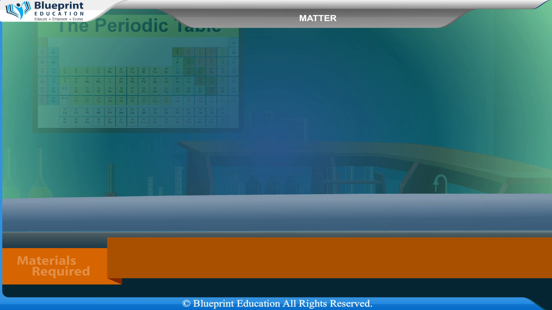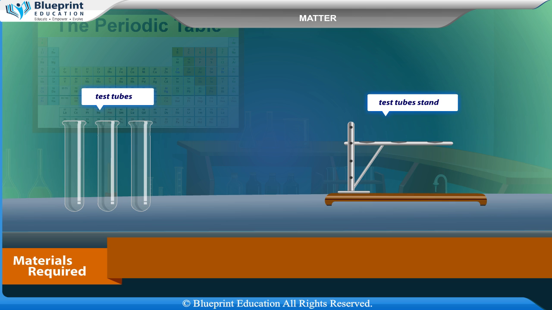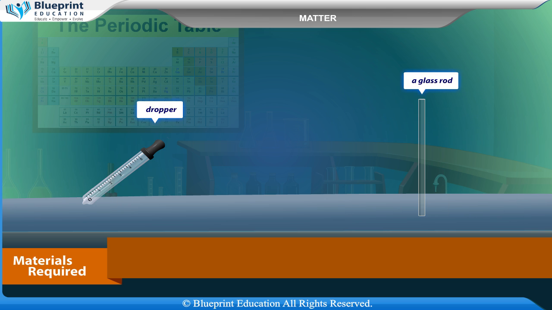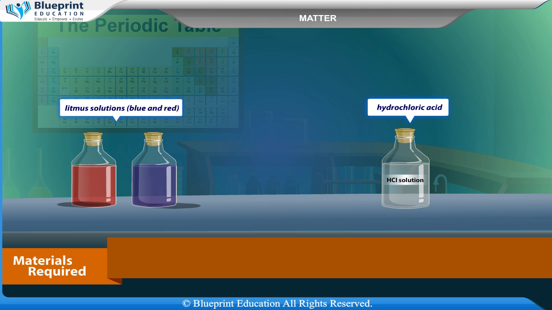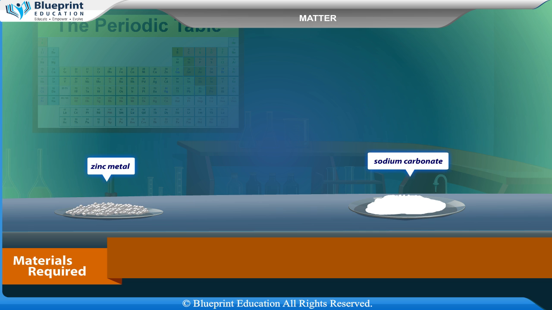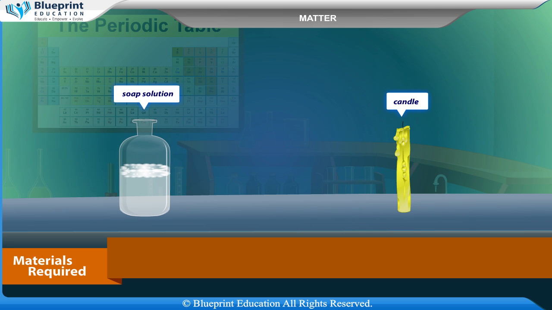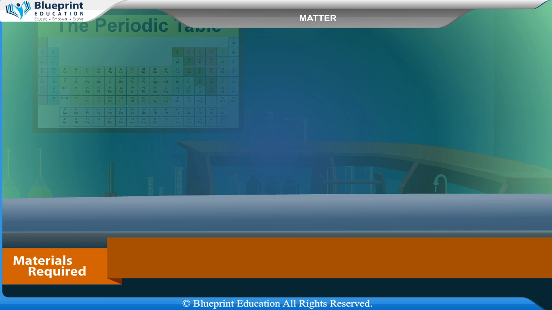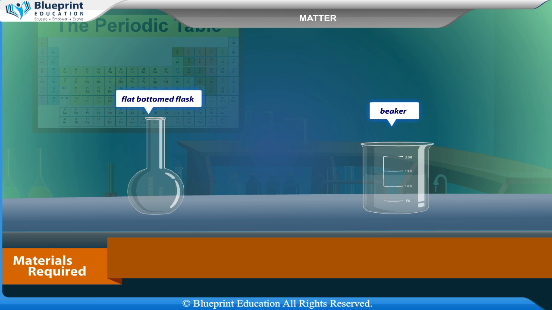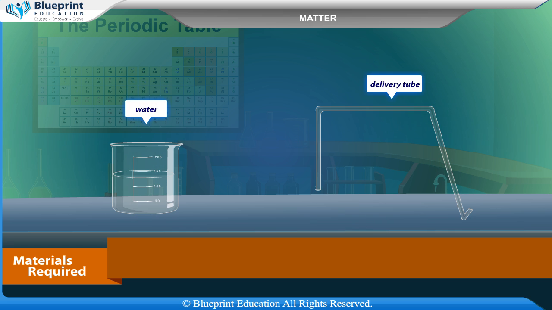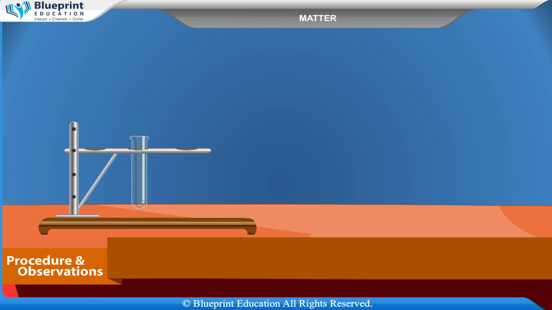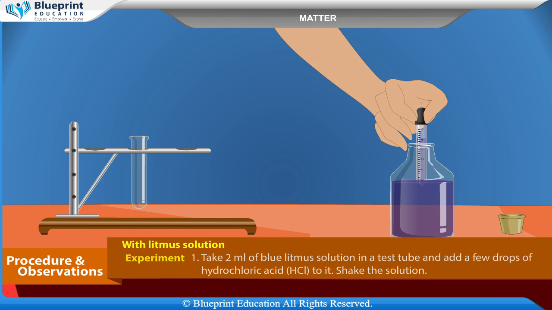The materials required are test tube stands, a dropper or a glass rod, litmus solutions blue and red, hydrochloric acid, zinc metal, sodium carbonate, soap solution, candle, flat-bottomed flask, beaker, water and delivery tube. Procedure and observations. With litmus solution.